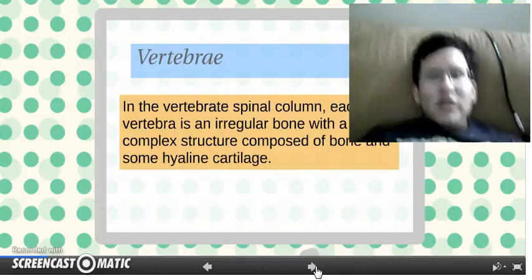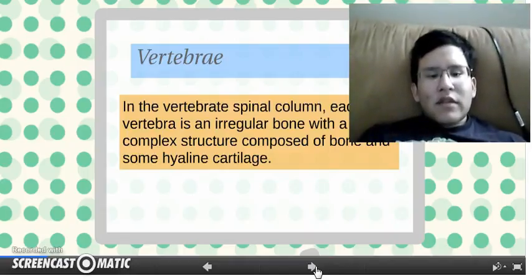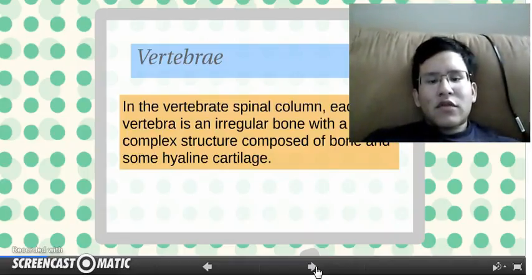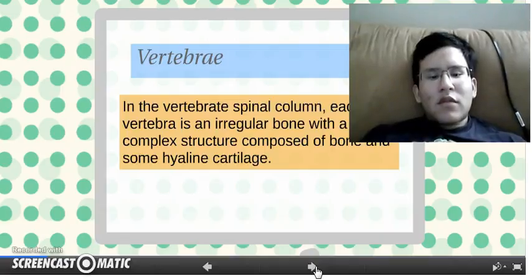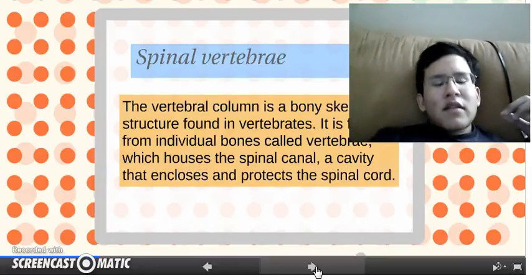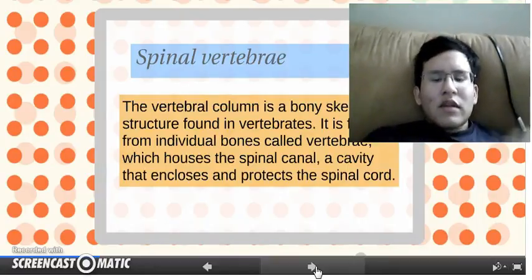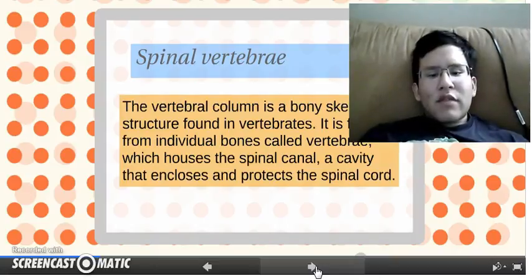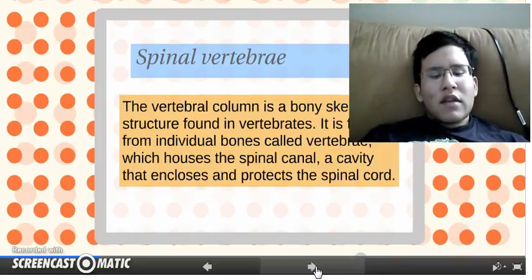Vertebra. In the vertebrate spinal column, each vertebra is an irregular bone with a complex structure composed of bone and some myelin cartilage. Spinal vertebrae. The vertebral column is a bone with a skeletal structure found in vertebrates, which is formed from the bigger bones called vertebra, which houses the spinal canal, a cavity that encloses and protects the spinal cord.